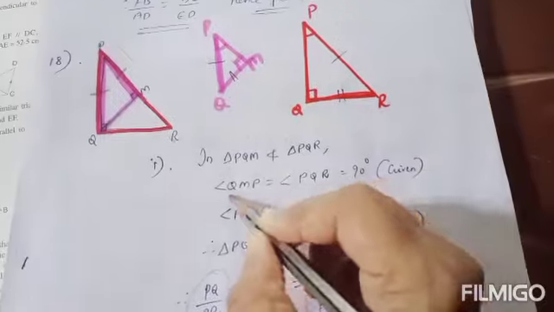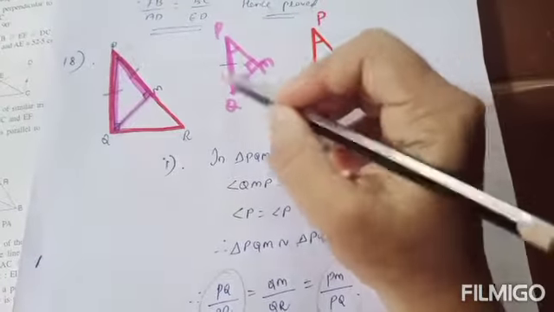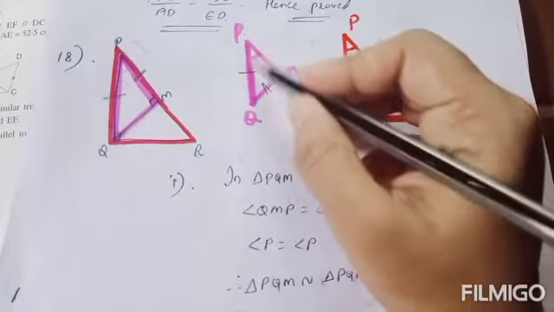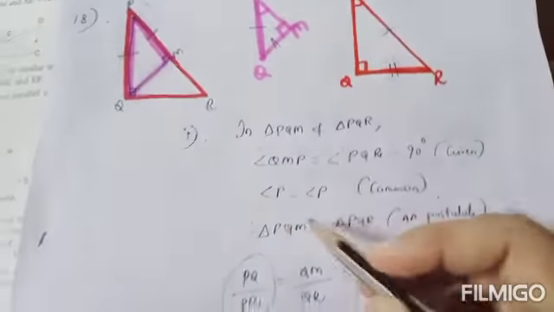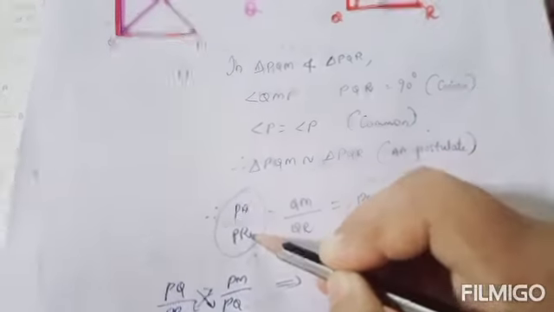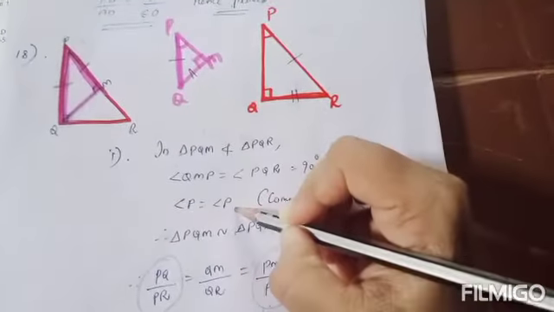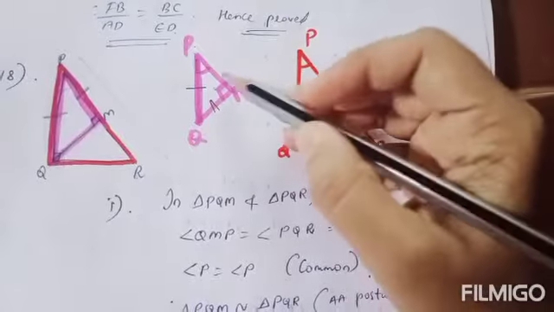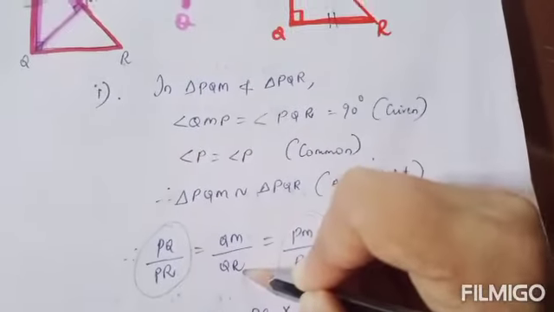So first, angle QMP and angle PQR. The sides opposite to these angles are, in the first triangle PQ and in the second triangle PR. So the ratio we can write is PQ by PR. Now next, angle P equal to angle P. The side opposite to angle P in the first triangle is QM, in the second triangle it is QR. So you can write QM by QR.